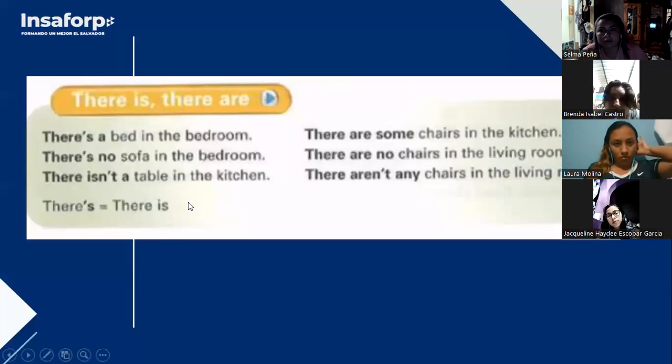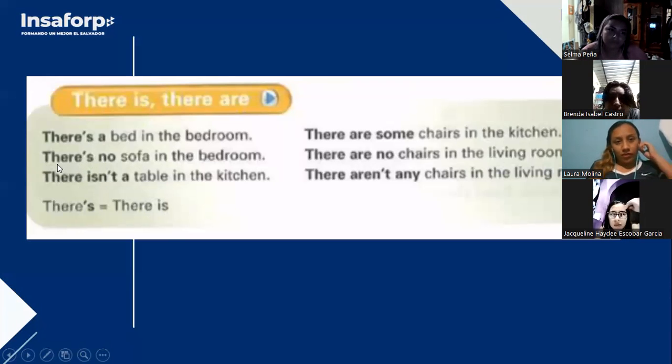Now let's move on. Here we have some examples, okay? So we have there is a bed in the bedroom, okay? There is no sofa in the bedroom. There isn't a table in the kitchen, okay? If you see, guys, we have there is, right? There is.